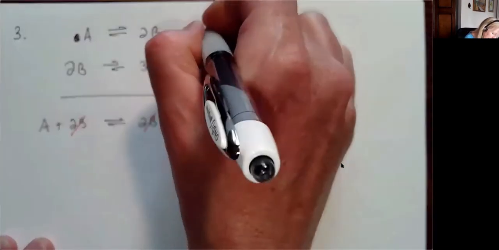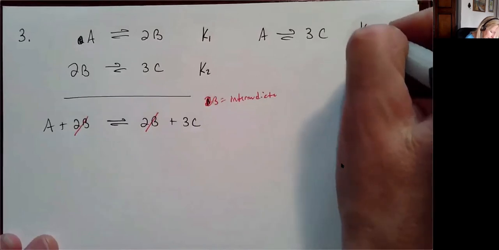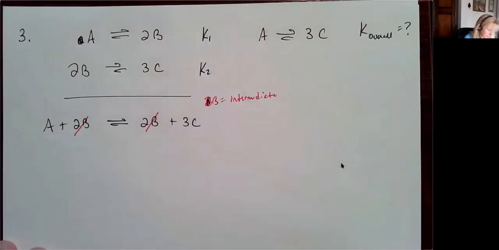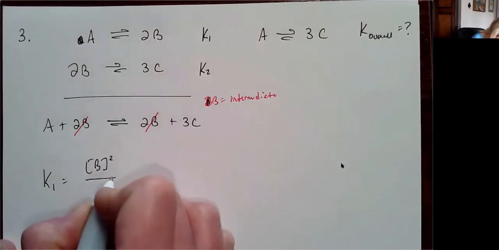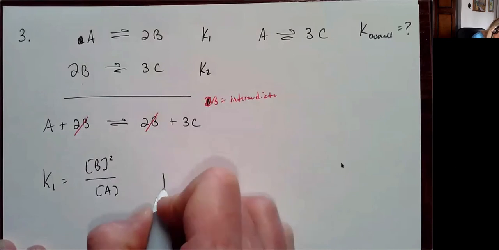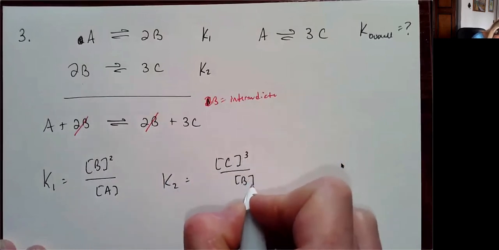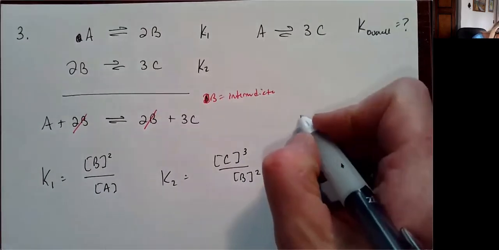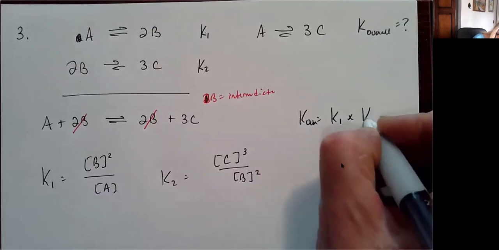This would be K1 and this would be K2, and I want to know what is K overall. So I'm going to take 1 and 2 and combine them together. K1 looks like this, B to the 2nd power over A. K2 is C cubed over B squared. And then if I want to know K overall, I could just multiply these 2 together. So K overall is equal to K1 times K2.